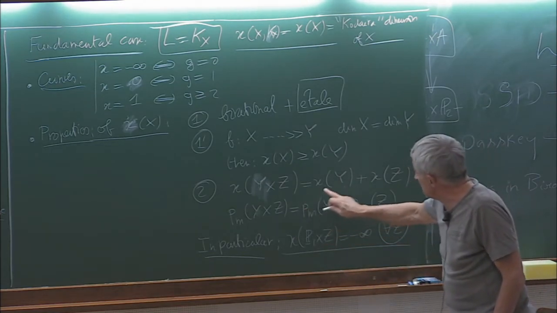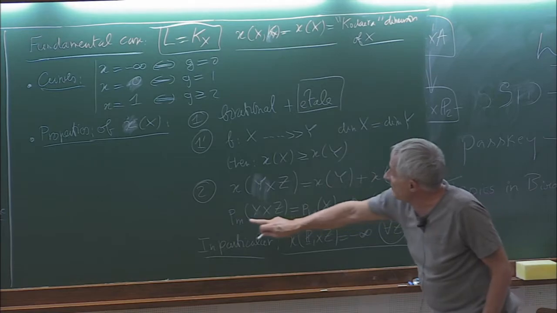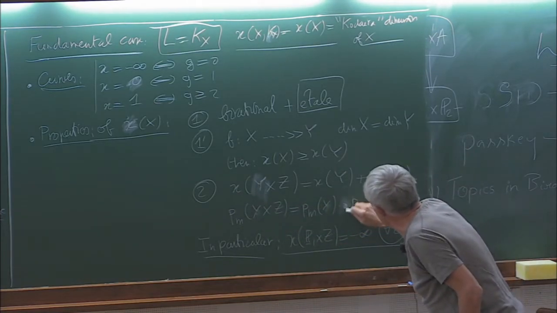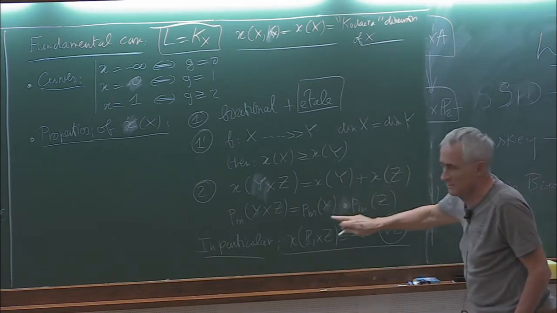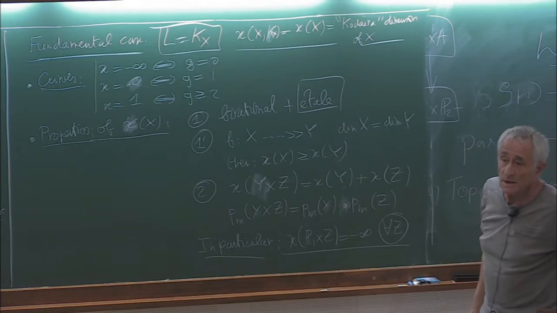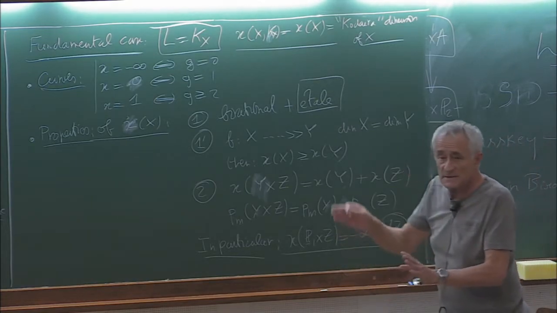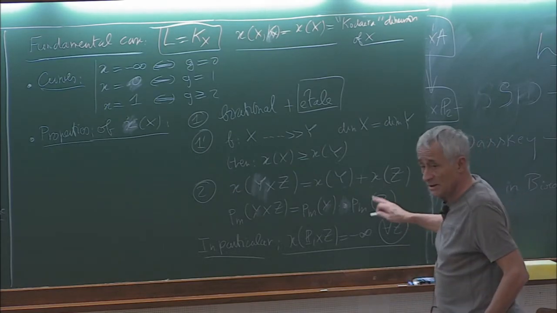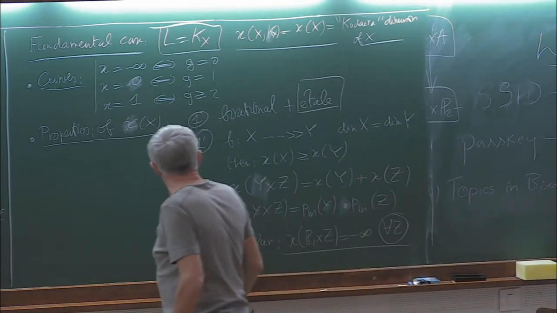If you want, this says that the plurigenera will vanish here because you multiply: you have zero here, and this gives you zero. So this is sufficient to have this vanishing. So this is an important thing. We shall notice this is important.